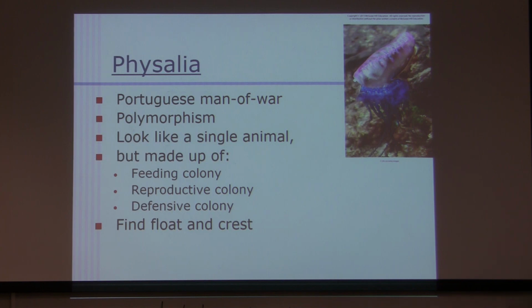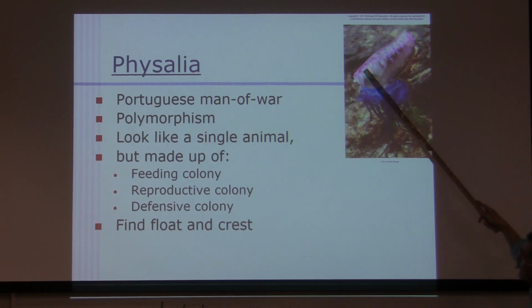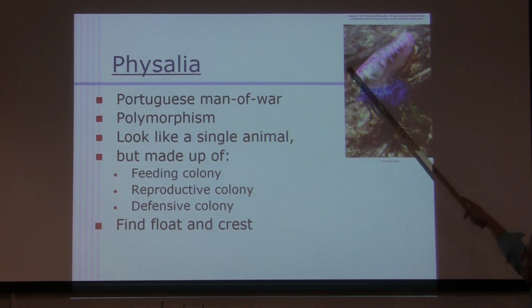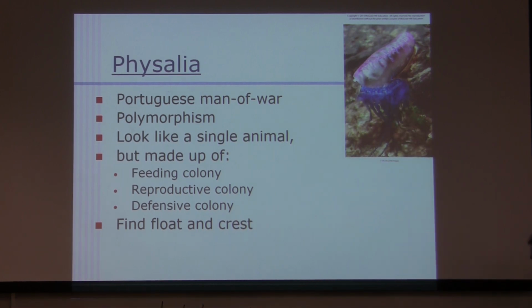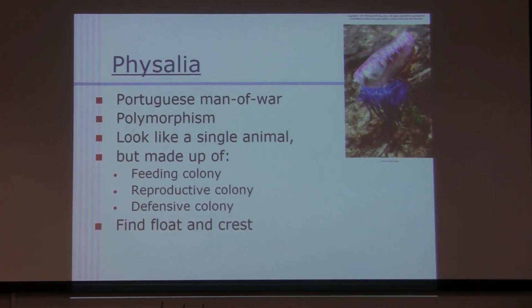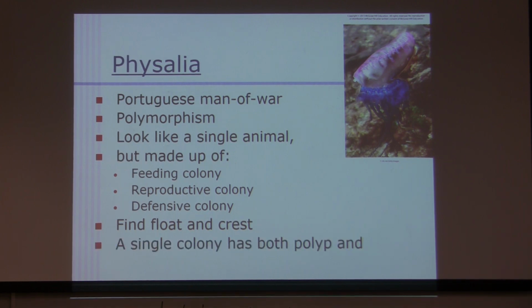And crest, you can see the pump. The crest is that purple shaped thing out here. Right here, you see that line with all of the branches coming off of it. That is the crest, and this entire thing is called the float. And this is also part of the animal too. The float and crest allow the animal to float. Okay, a single colony has both polyp and medusa stage.